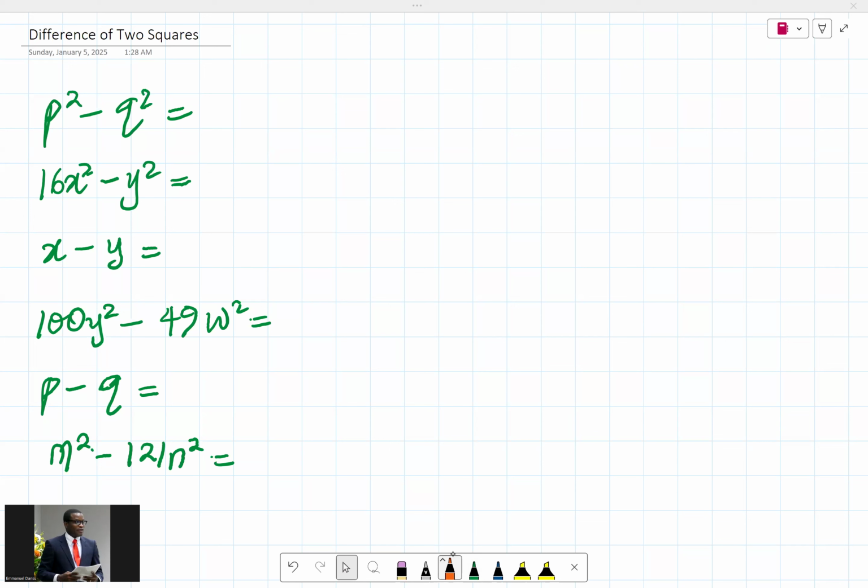Whenever you see something like this, just go straight and rewrite them as p minus q into p plus q. Now, if you expand this, you're going to get p squared minus q squared easily. So sometimes this factorization is really important.